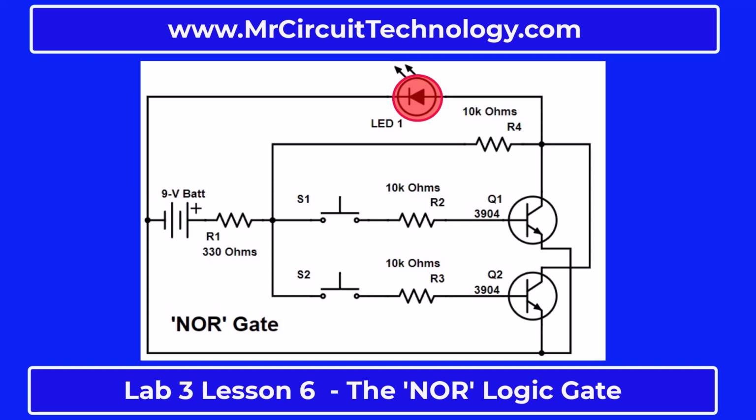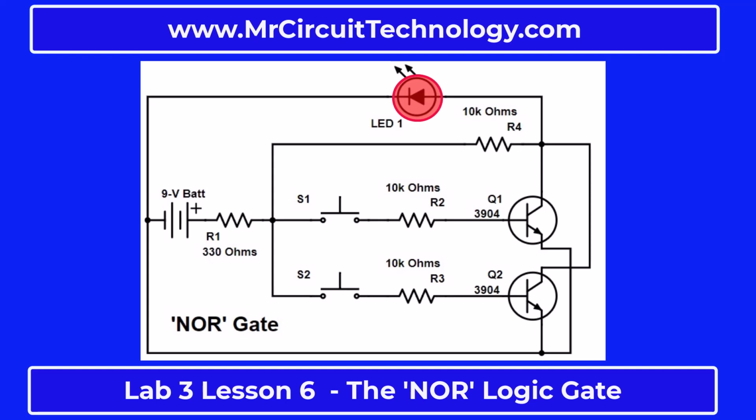Here we have two transistors. When you press switch S1, you forward bias transistor Q1, and when you press S2, you forward bias transistor Q2. In this NOR digital logic gate circuit, the engineer designed it so that the LED will light up when the transistors are not forward biased. But if you forward bias either one or both of the transistors, the LED will turn off, indicating a false on the output.